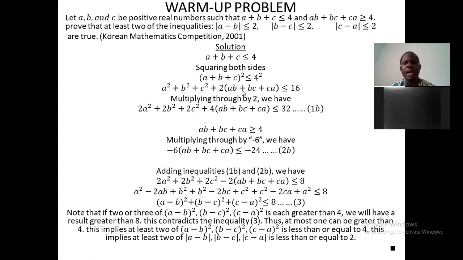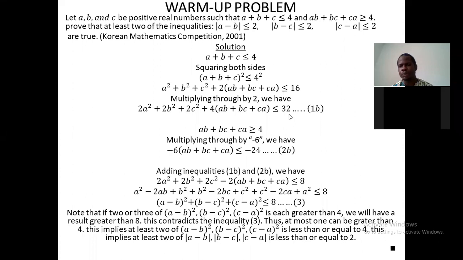Now, one of the things I mentioned is that if you square, you're going to have 2a squared plus 2b squared and so on. So the next thing I did here was multiplying through by 2. So you multiply through by 2, you have 2a squared plus 2b squared plus 2c squared plus 2 times 2 is 4, so 4 times (ab plus bc plus ca), the bracket, is less than or equal to 32. So this is almost like what we want. The only difference is that this should be minus 2 times (ab plus bc plus ca). That's really different. So we put a hold on this. We call this inequality 1b.